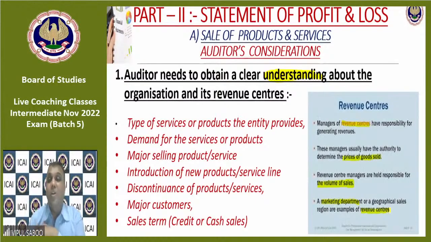Like you cannot expect a fish to crawl up a tree, and an elephant or a monkey or any other mammal to swim in water like a fish. The same way, down south we have silk, we have cotton, that could be a different geographical market. North, a different geographical market. So you can differentiate accordingly. The auditor needs to obtain a clear understanding about the type of services or products the entity provides.